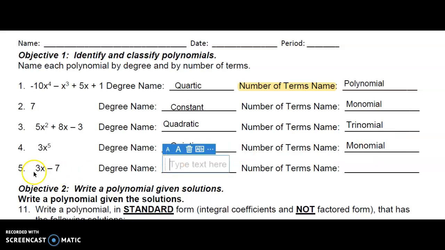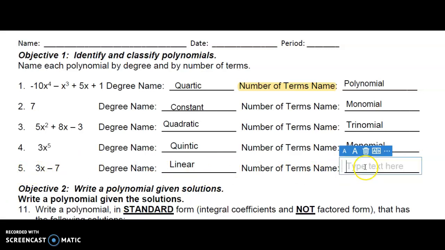Okay, and for number 5, the last one in this section, the highest exponent is just an x. That means if there is no exponent on the x, it's understood to be a 1. A 1 degree is the highest, called a linear. And for the number of terms, there are 1, 2, so that is called a binomial. So that is all for Objective 1, identifying and classifying polynomials. It's pretty straightforward. The only thing you may need to do is go back and review the chart that you got in class that just listed all of those names.